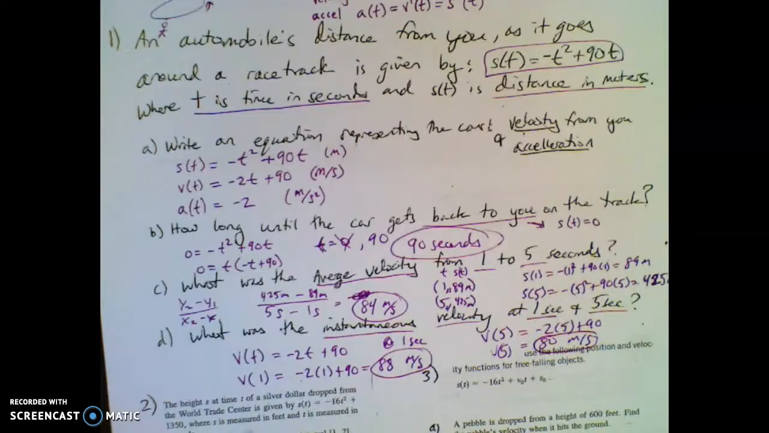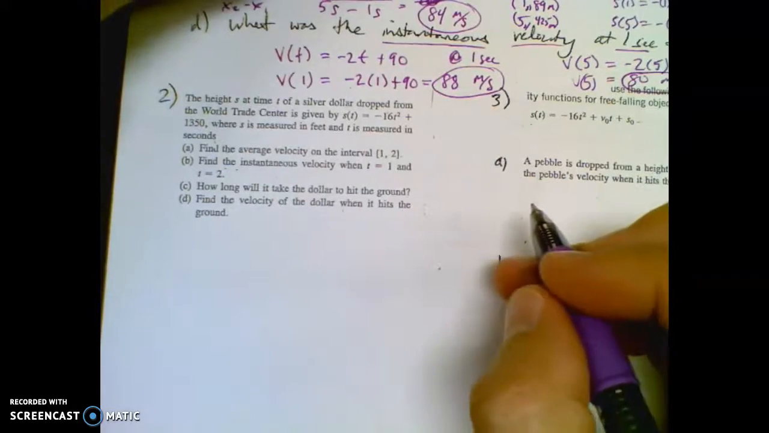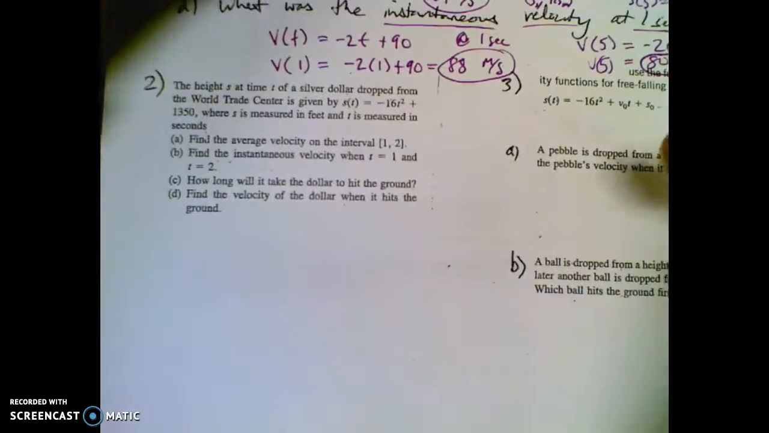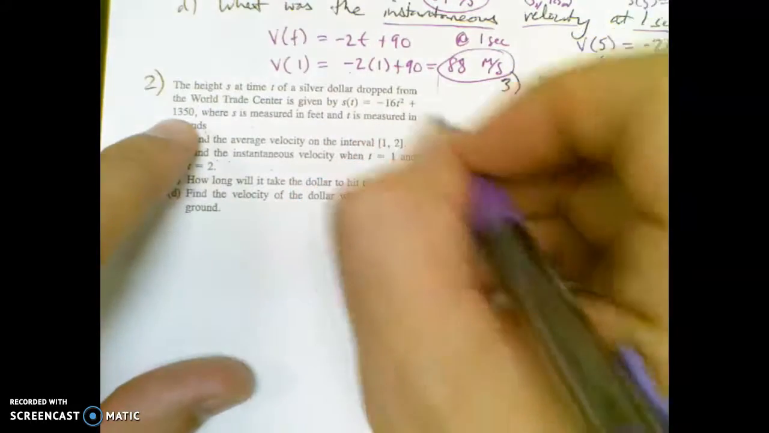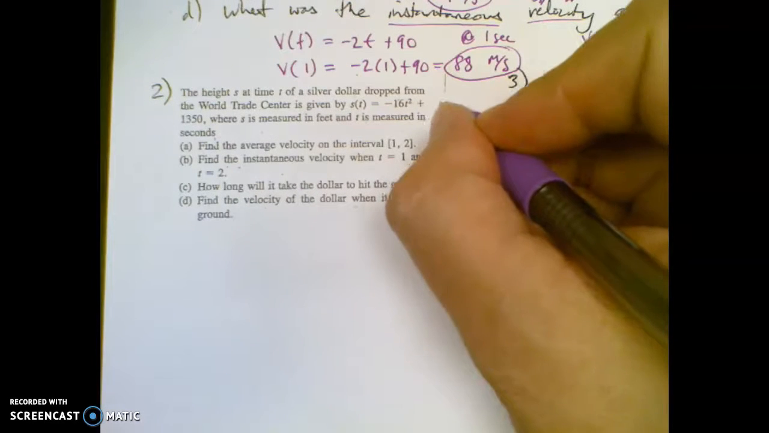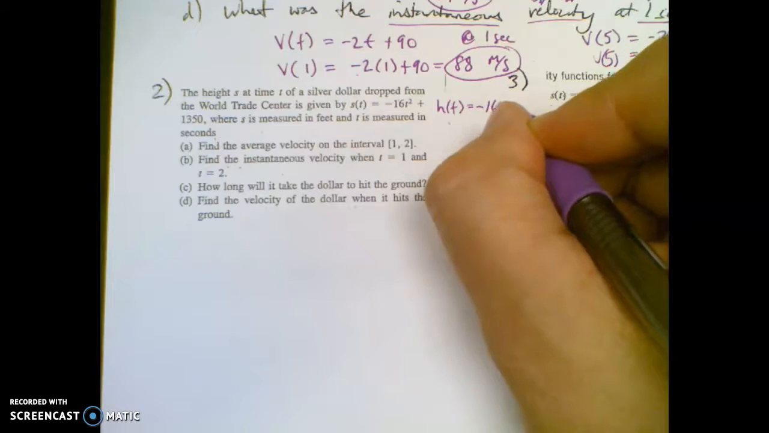So here we go. We're going to do this problem, and what I like to do off to the side, they gave me an equation about a silver dollar dropped from the World Trade Center. Oh, that's dated. Yowzas. I should probably change that question. Negative 16t squared plus 1350. That's the height. So a lot of times I'll write h of t, just to remind myself it's height. And this is in feet.